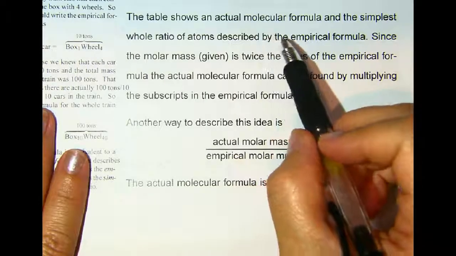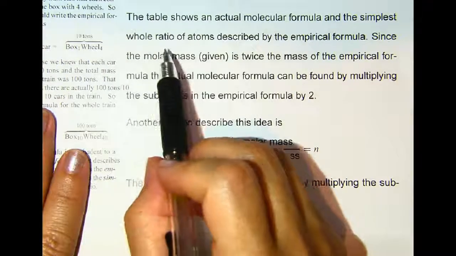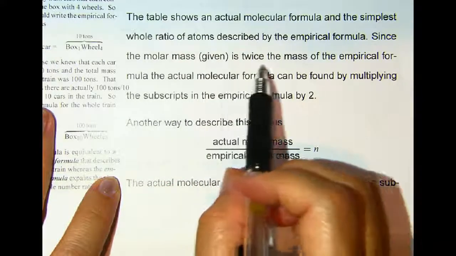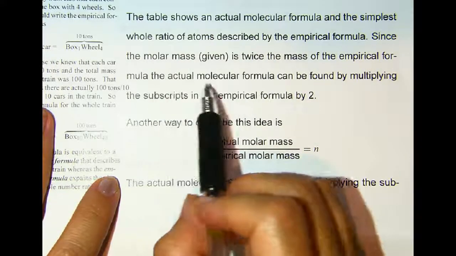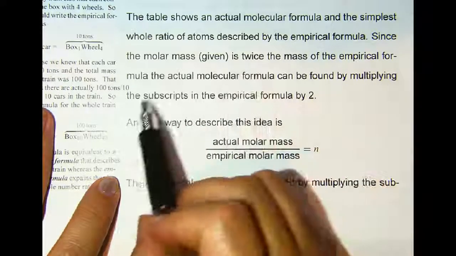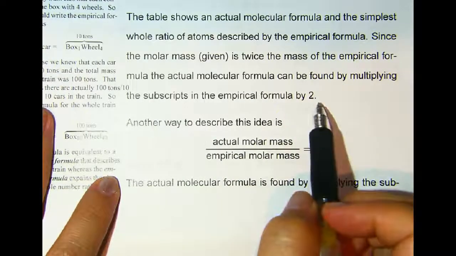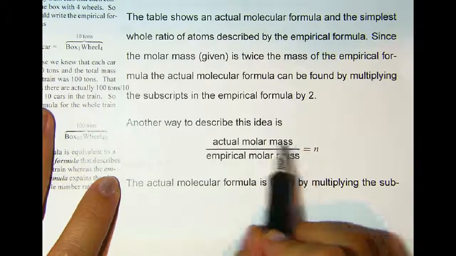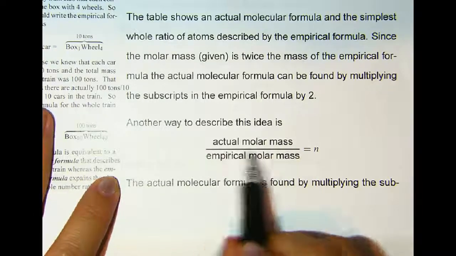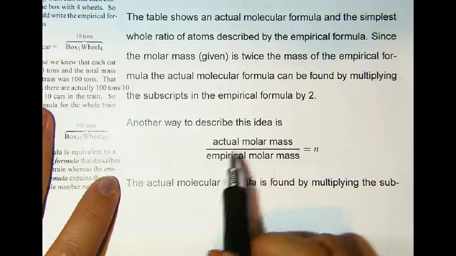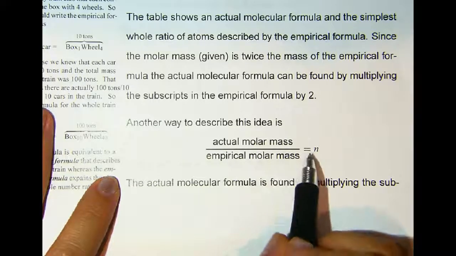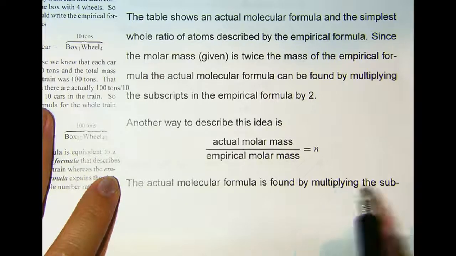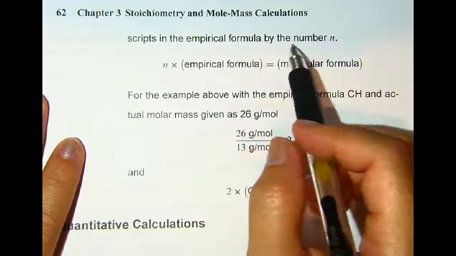The table shows an actual molecular formula and the simplest whole number ratio of atoms described by the empirical formula. Since the molar mass given is twice the mass of the empirical formula, the actual molecular formula can be found by multiplying the subscripts in the empirical formula by 2. Another way to describe this idea is the actual molar mass, or the molecular formula mass, divided by the empirical molar mass, or empirical formula weight, is going to be equal to an integer. The actual molecular formula is found by multiplying the subscripts in the empirical formula by the number n.